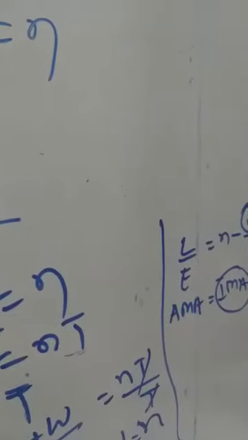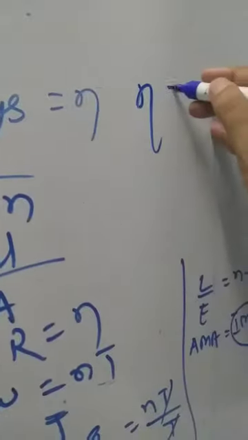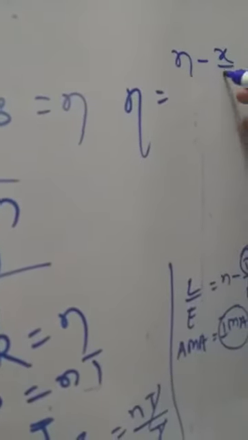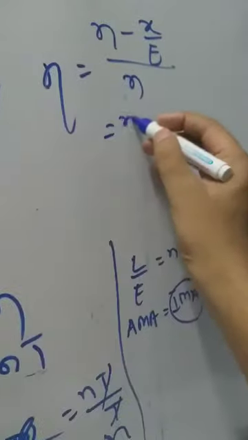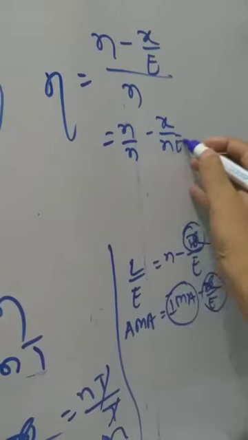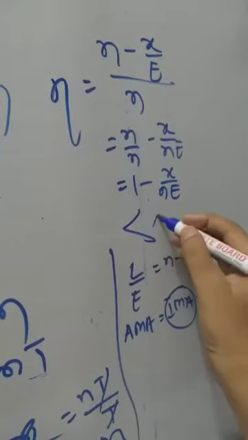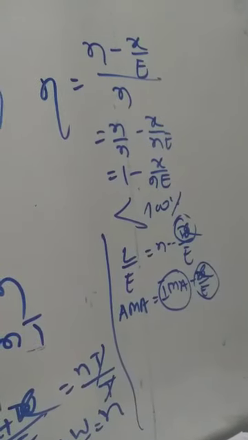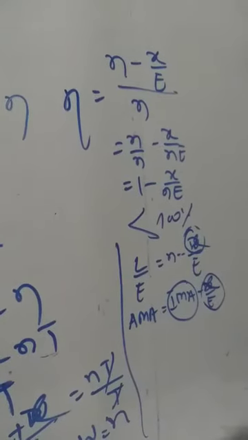Now if you put in the efficiency, suppose in place of W I write it as X. X is the weight of the moving parts of the machine. Then actual efficiency will be N minus X by E, that is the actual mechanical advantage, by velocity ratio, that is N. So it is N by N minus X by NE, or it is 1 minus X by NE. So definitely it is less than 1, meaning it is less than 100%. So for greater efficiency, the pulleys in the lower block should be as light as possible, and the friction in the bearings of the pulleys should be minimized by the use of lubricants.